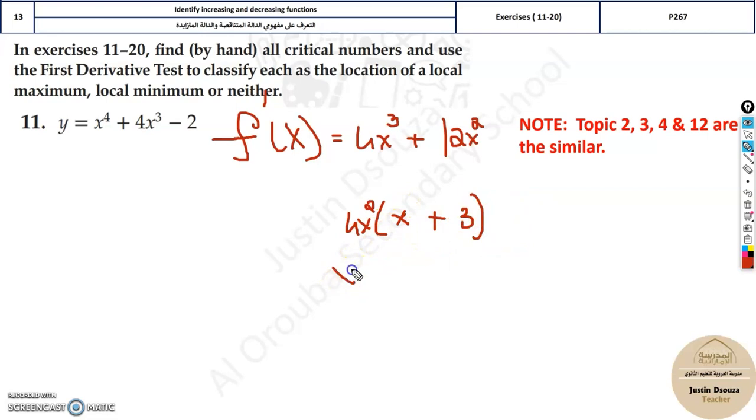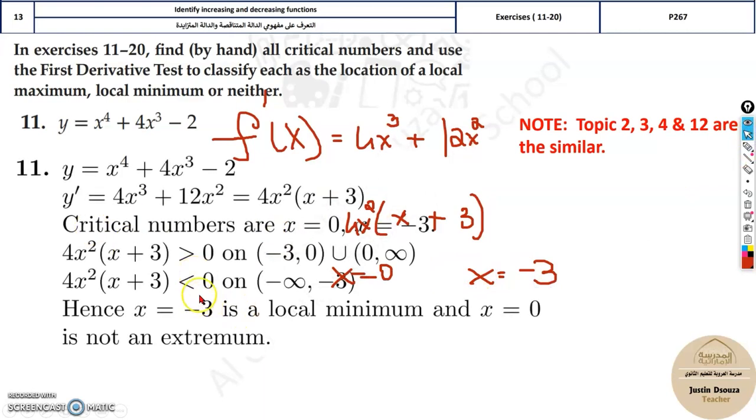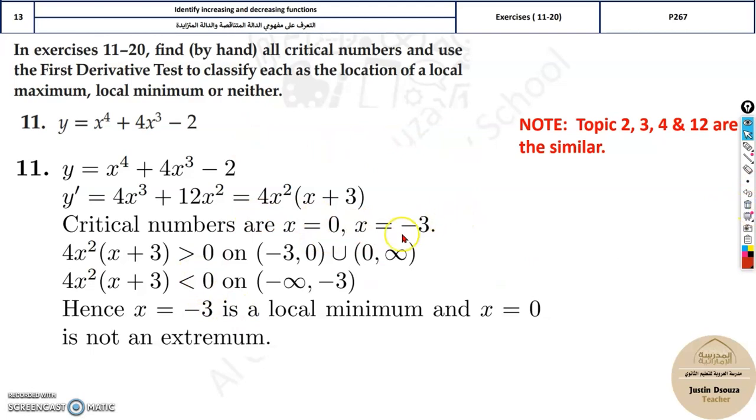So now the answer would be x is equal to 0 and x is equal to -3. These are the critical numbers. So we got the critical numbers, x is 0 and -3. So this is very simple. What about the next step? To find which is maximum and minimum.